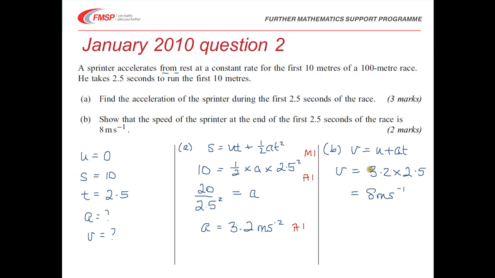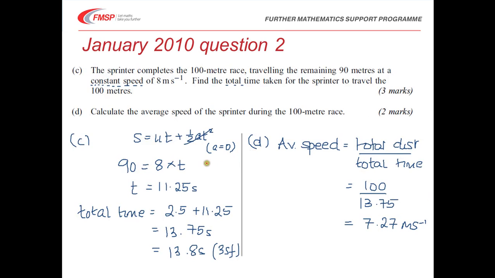And then in part B you got a method mark for using v equals u plus at, and an accuracy mark for getting 8 metres per second.